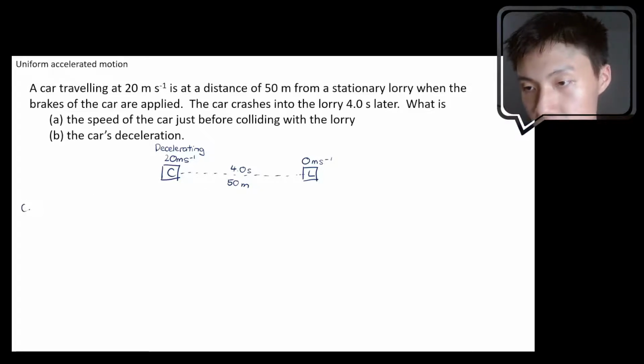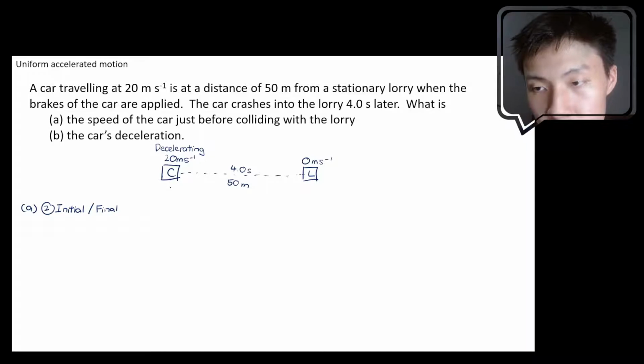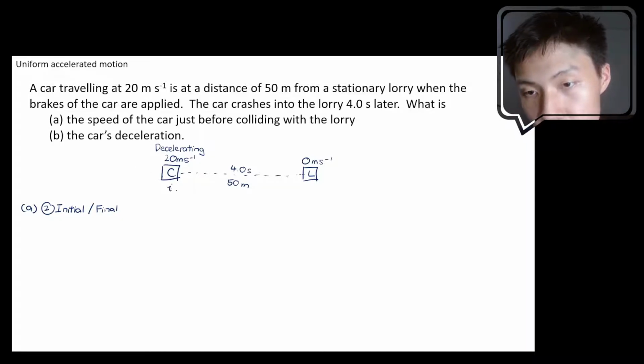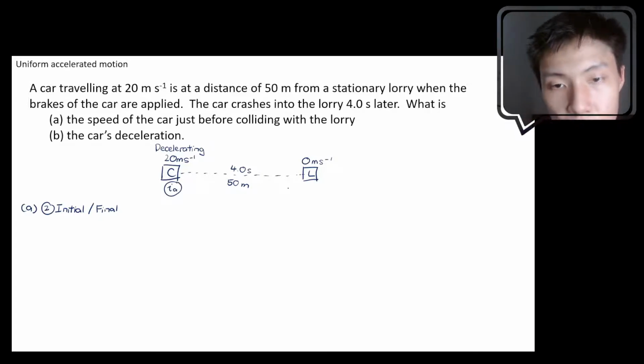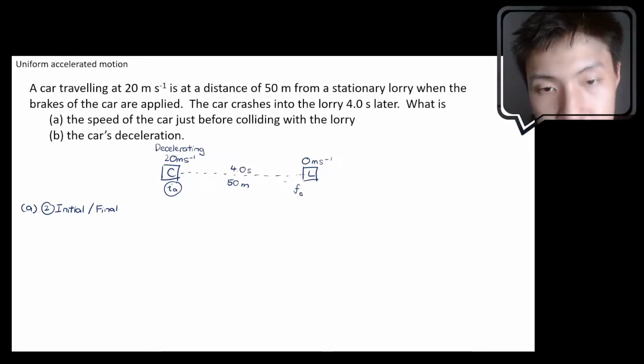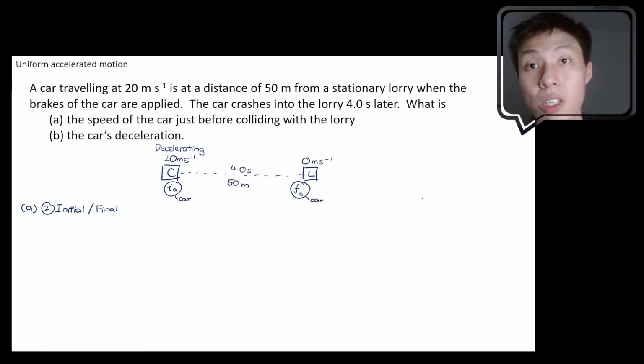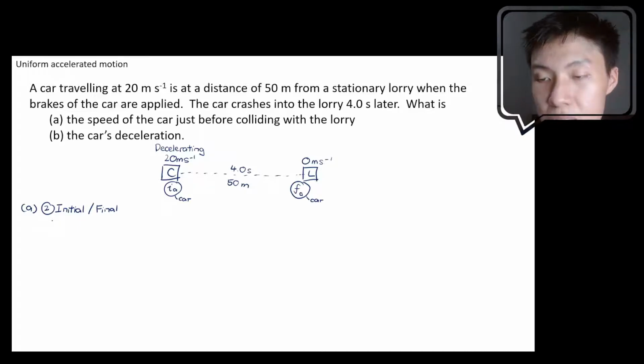For question A, our step 2 will be initial, final. Our initial is over here. Final for question A, you are somewhere around here, right? Because just before colliding, it's about the time you collide, before you really touch the lorry. What's the final velocity before you touch the lorry? So somewhere around here. And this is for the car. They're not talking about the lorry at all, so everything here is related to the car. So we have determined the initial and final position.